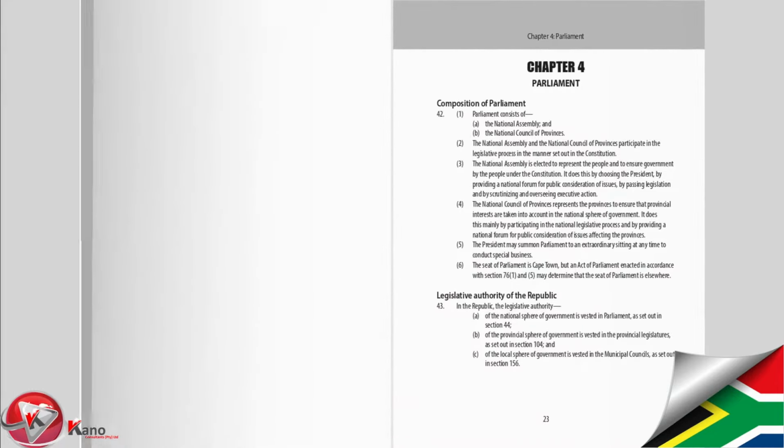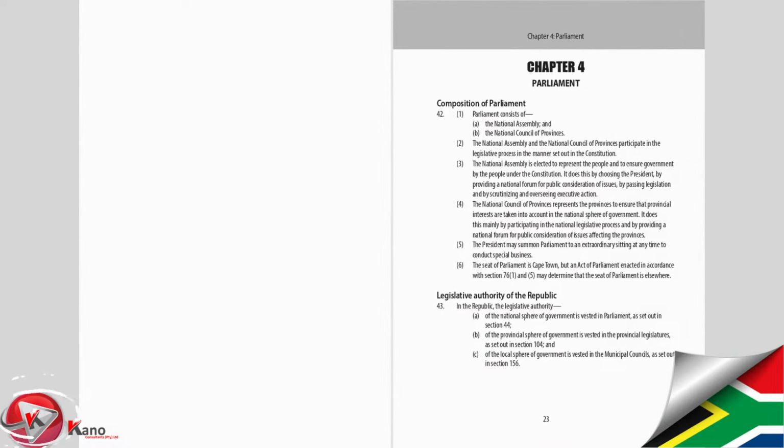Chapter 4 defines the structure and powers of Parliament, which is the legislative branch of the national government. Parliament is responsible for representing the people and for passing new laws, as well as amending existing laws. Parliament consists of the National Assembly, as well as the National Council of Provinces, commonly referred to as the NCOP.